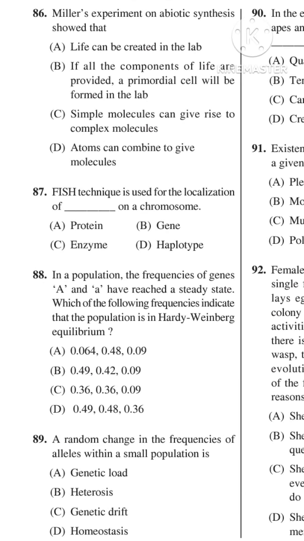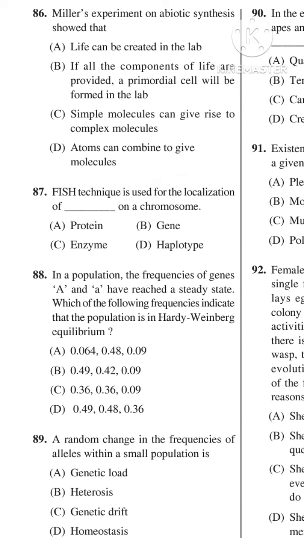Question number 86. Miller experiment on the abiotic synthesis showed that. So we know that Miller provided experimental proof for chemical evolution of life. It shows that simple molecules can give rise to complex molecules. Therefore the right answer is option C.